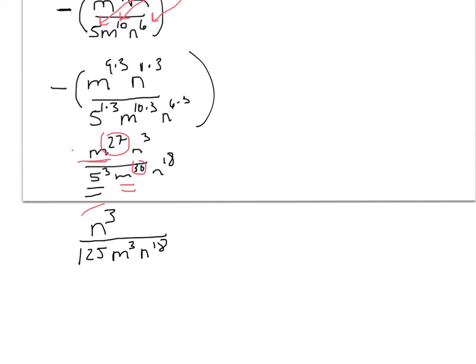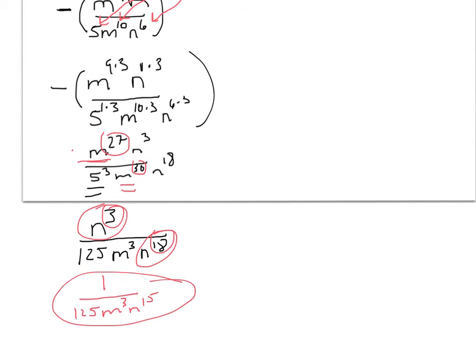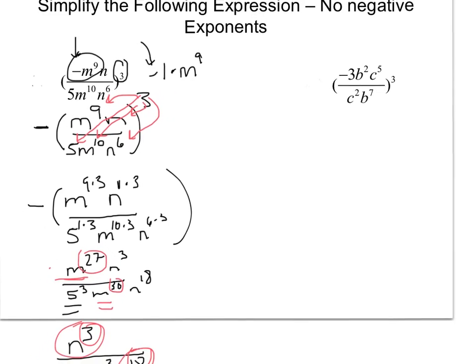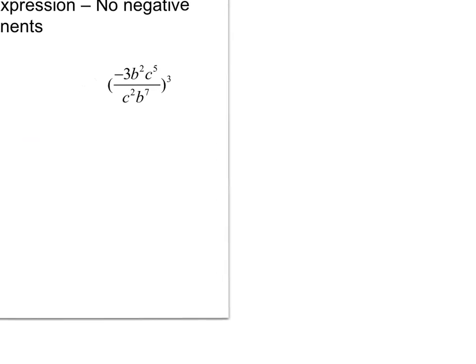And last but not least, we have an n cubed here and an n to the 18th. So 3 minus 18, well, 18 minus 3 is 15. And because 18 is larger and at the bottom, we keep that number at the bottom. And it stays positive. The negative tells us it's going to be at the bottom if we do 3 minus 18. So I'm left with 1 over 125 m cubed n to the 15th power. And that's our answer. Okay, so let's go back to the other problem right here.